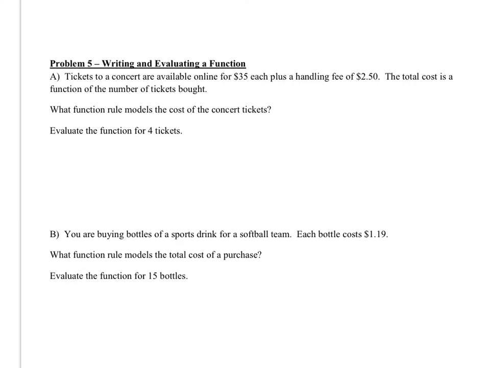This next one is writing out an actual equation, so our function rule. One thing when you're writing a function rule, you should decide which thing is going to change. This says a handling fee of $2.50, so that's not going to change. That's going to stay constant. But each ticket is $35 plus a one-time handling fee of $2.50. So this would be my equation right here, my function rule.